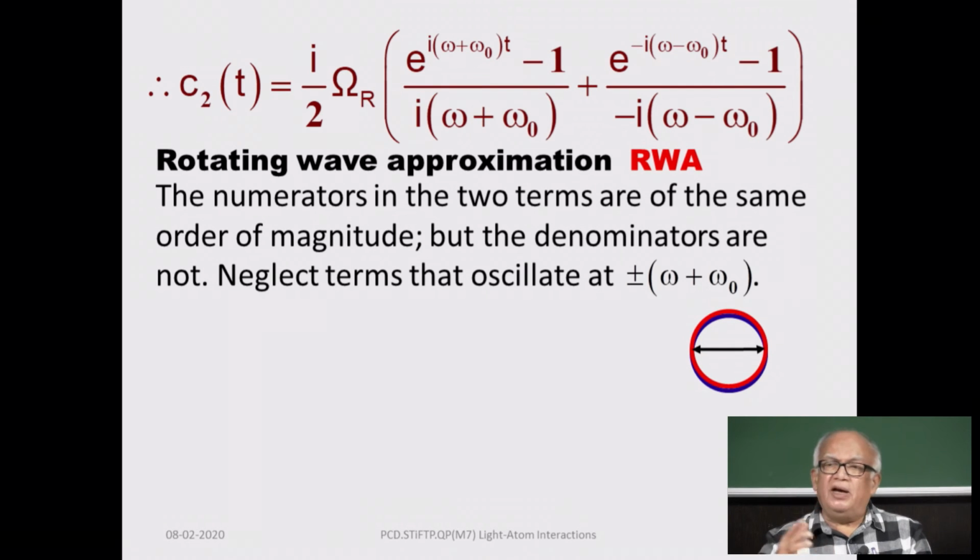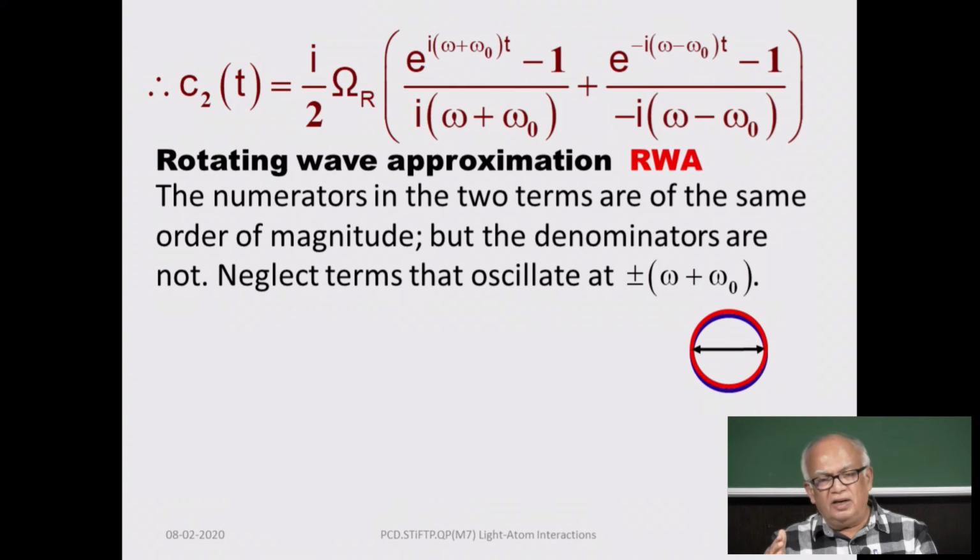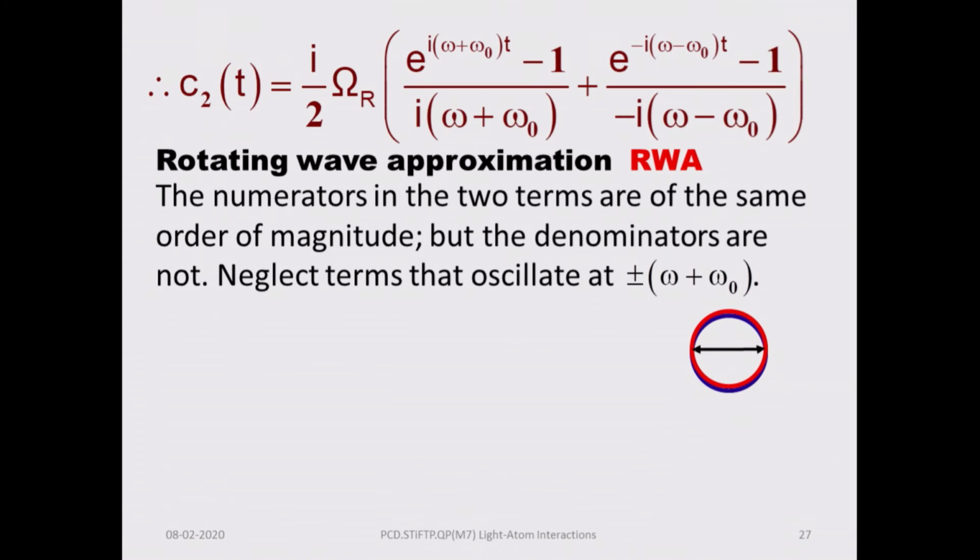So, omega plus omega 0 will be much larger, whereas omega minus omega 0 is a small one. The numerators are of the same order of magnitude. You have got an exponential function which is a sum of cosine and sine terms, and no matter what its value is at a given instant of time, it will always be between minus 1 and plus 1, right. So, the numerators are of the same order of magnitude, but the denominators are different. One is tiny, the other is large.